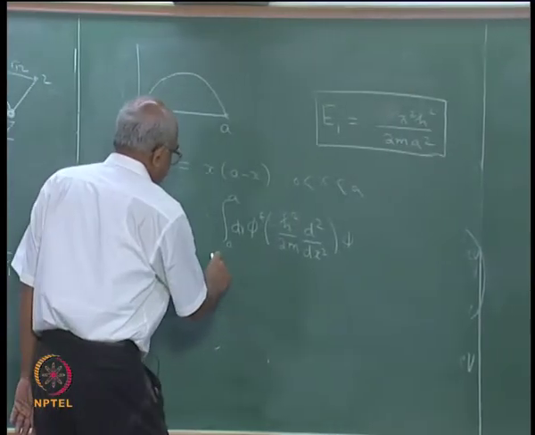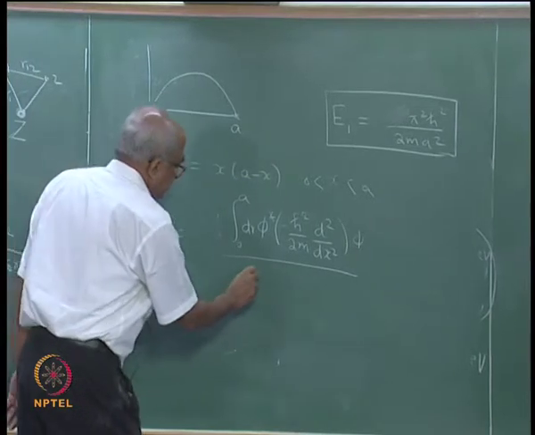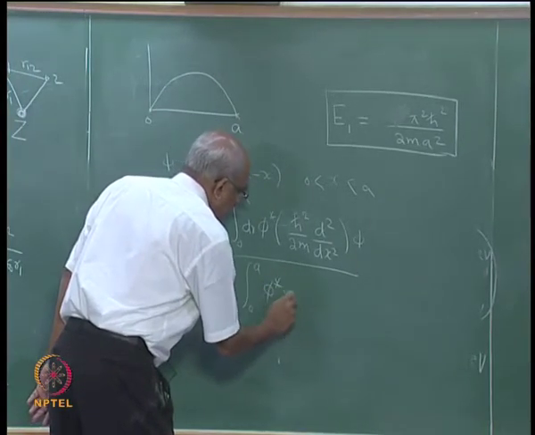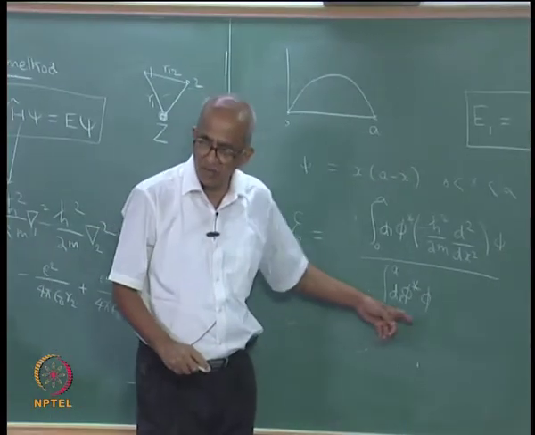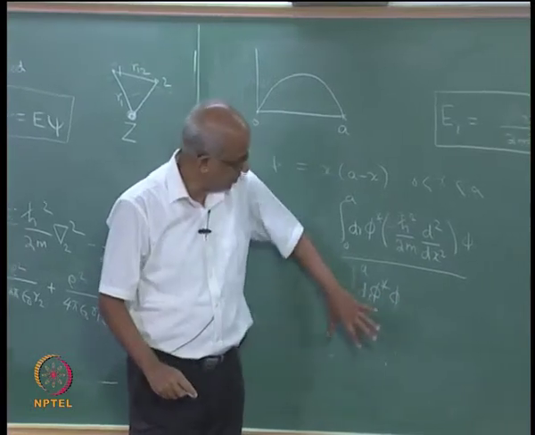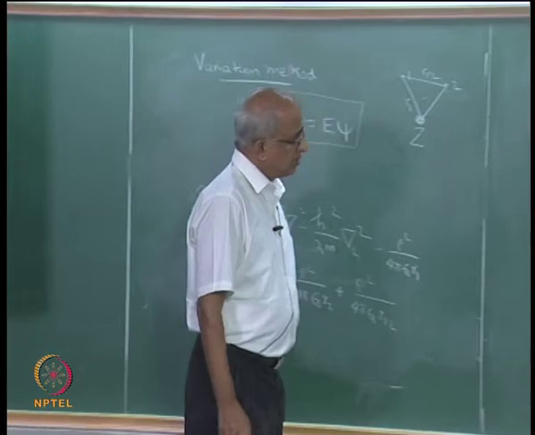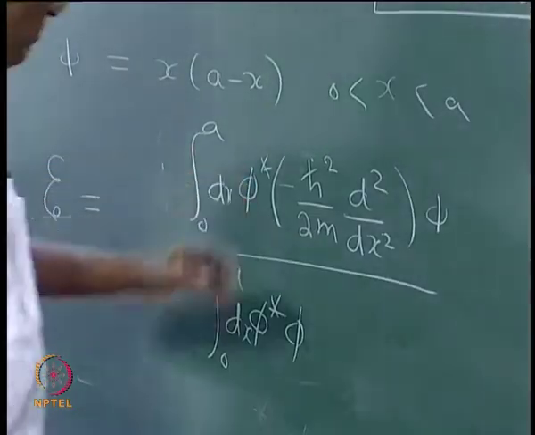And what do you have as the denominator? It is going to be integral 0 to a phi star phi dx. This function, the way it is written, is not normalized, so I have to include this. If it was normalized, this would be equal to 1. So now it is fairly simple and straightforward to evaluate this.